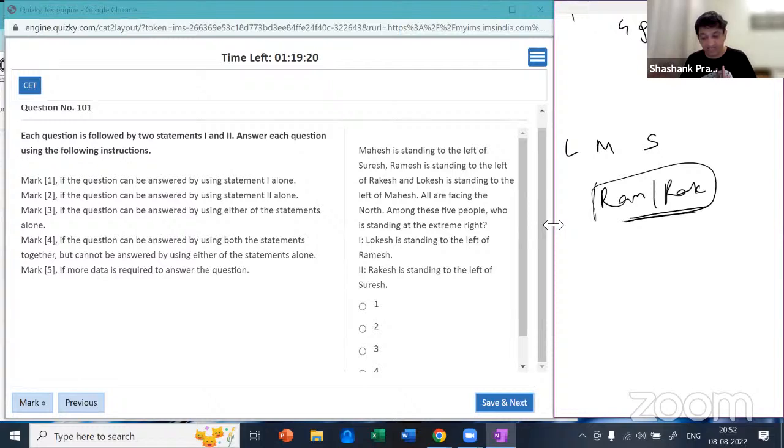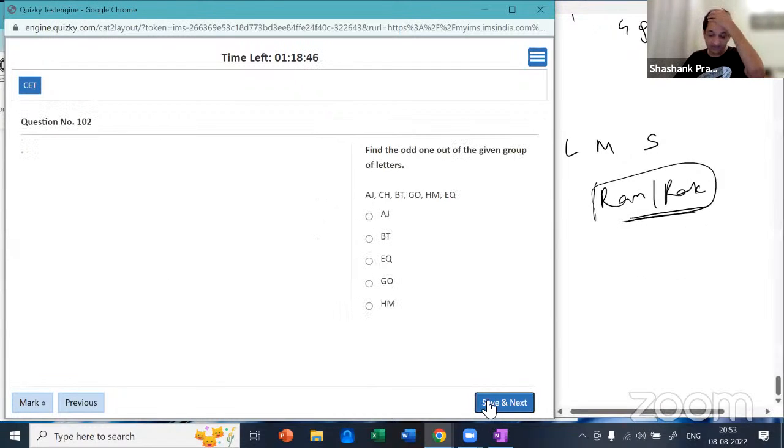So Rakesh bhi ho sakta hai ya Suresh bhi ho sakta hai. Rakesh is standing to the left of Suresh. So then this makes sense. Lokesh, Mahesh, this thing is done. Ramesh and Rakesh are the two ones who are left. Baki we don't know anything. Rakesh standing to the left of Suresh, Suresh is already to that. I think second statement is fine. First wale mein we don't know. It could be anywhere. Rakesh can also be the right. But second statement mein Rakesh to the left of Suresh, Suresh has to be right. Yeah, I think this is fine.